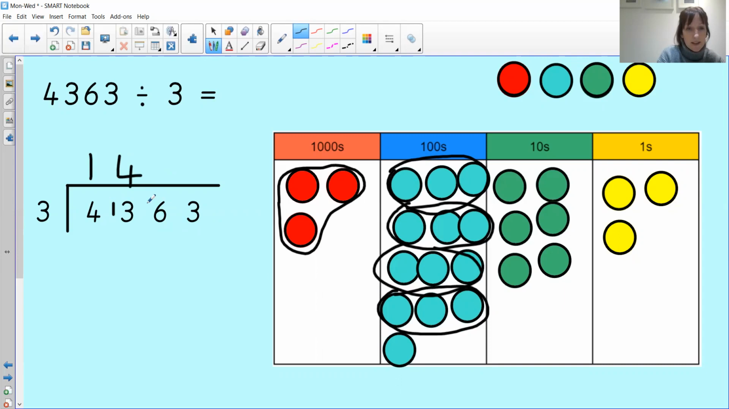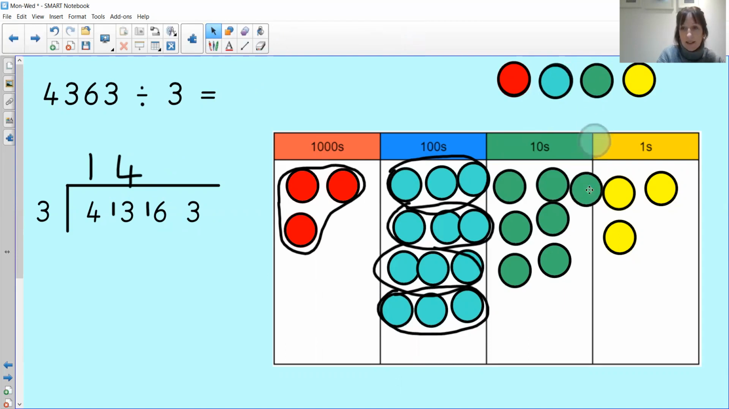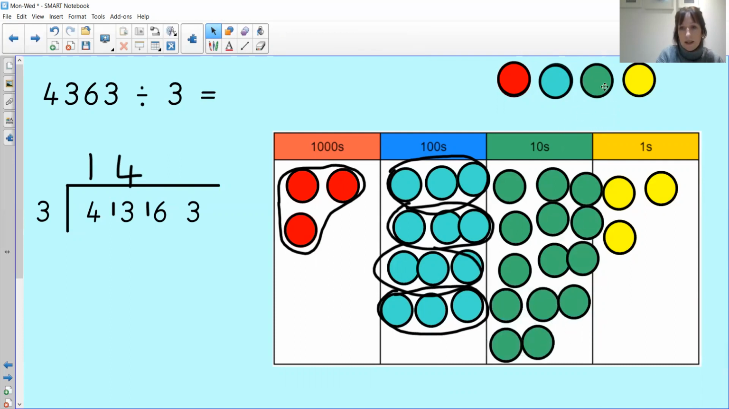So I'm going to exchange that for how many? How many 10s? That's right, 10 10s. 10 10s make 100. So there's 1, 2, 3, 4, 5, 6, 7, 8, 9, and 10. Oops, shot back up. Where's it gone? There we go, and 10.